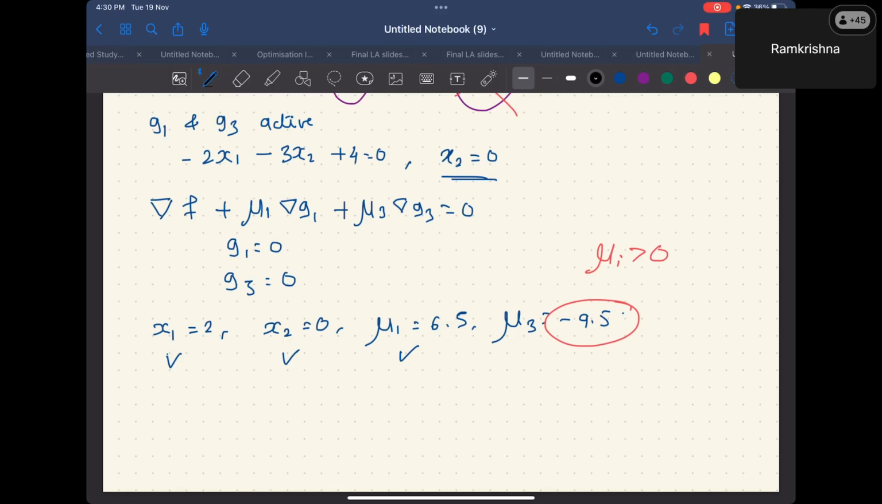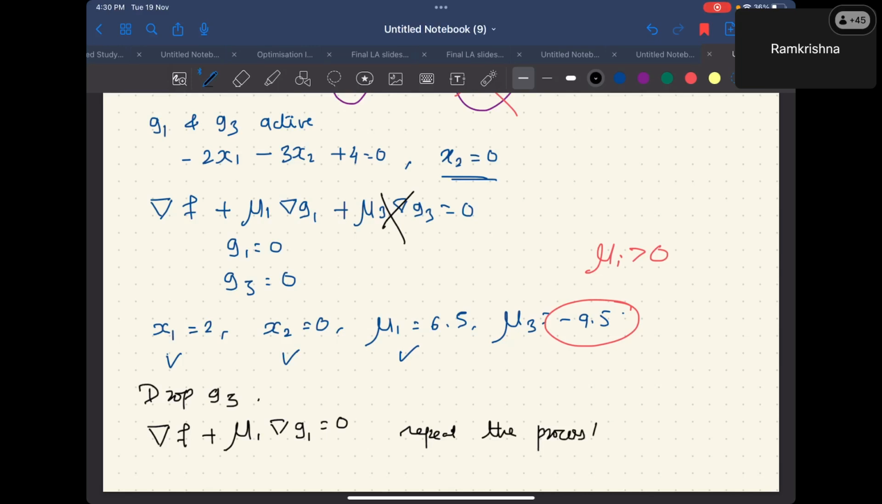Okay, now what I would look at is dropping this constraint G3. Then check when only I have G1, so this is also gone. Repeat the same exercise for gradient of f plus mu1 gradient of G1 equal to 0, and then repeat the process. And we can discuss this solution when we meet next time. Okay, just on time, so I'll stop here and take questions.